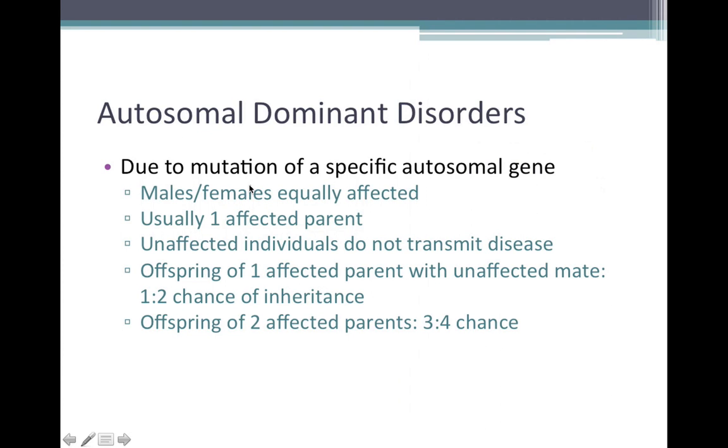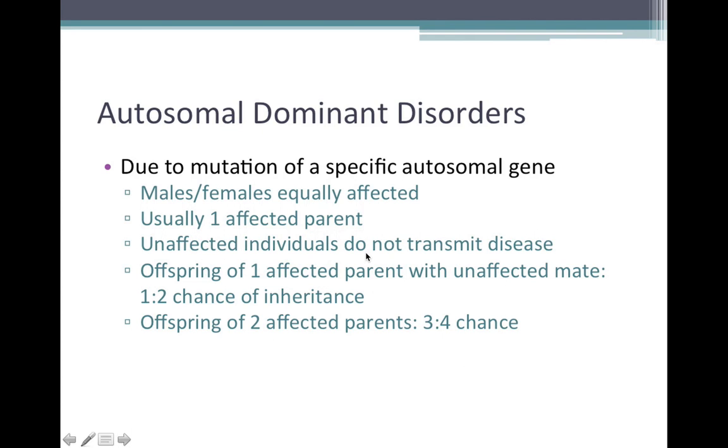Now remember, autosomal dominant disorders occur due to a mutation of a particular gene. If it's autosomal dominant, what that means is that for those people who are affected by the disease, they only really need one defective copy in order to express the disease. What this means is that males and females are both equally affected, and usually it only requires one affected parent. So you might have a parent who's a carrier for this disease, and they might be affected with the disease as well. When they have children, if that parent passes that defective copy of the gene on to their child, then that child will also have the disease.